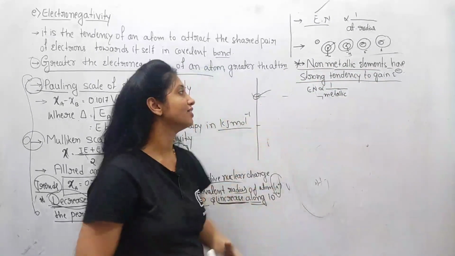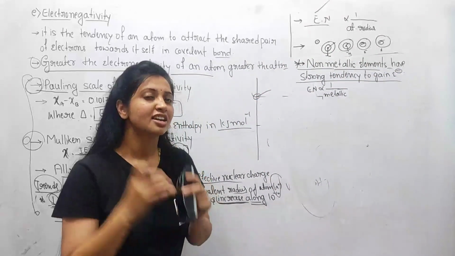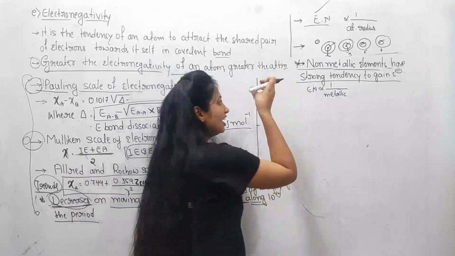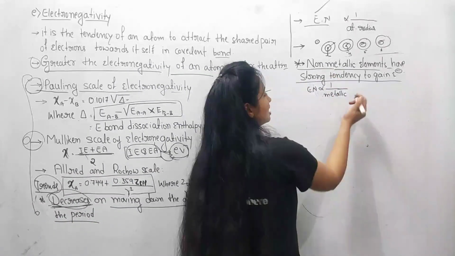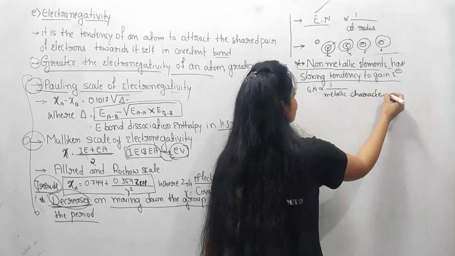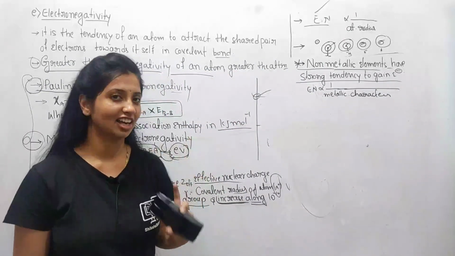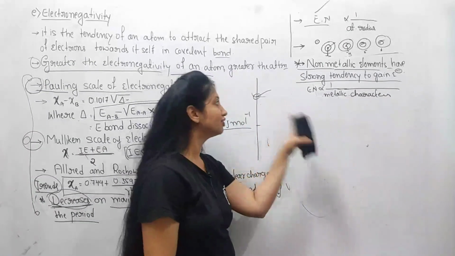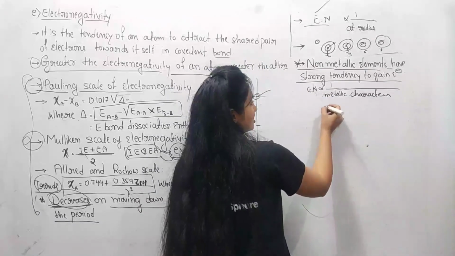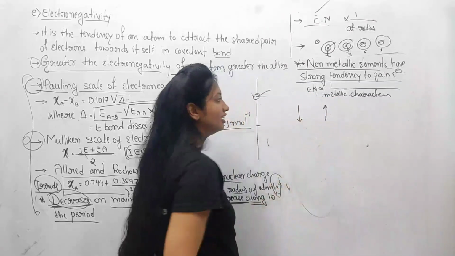When an atom has a strong tendency to gain electrons, it means it has high electronegativity. So the electronegativity is inversely proportional to the metallic character of the element, or the metallic character of the atoms. If the metallic character increases, then what happens? Electronegativity decreases.